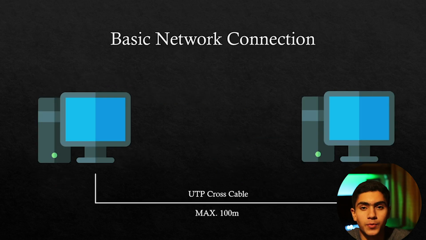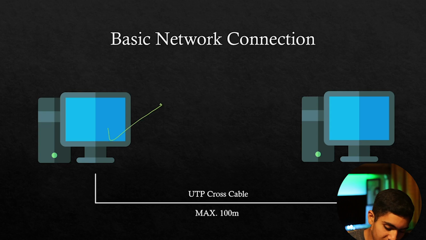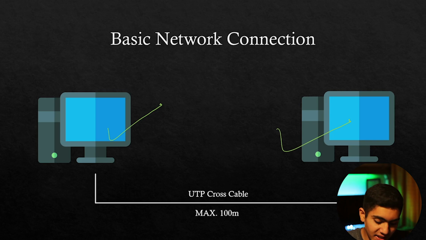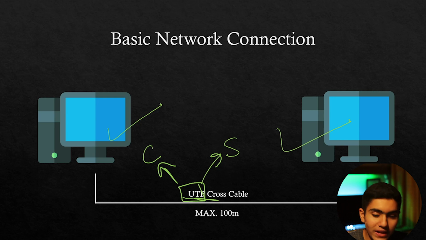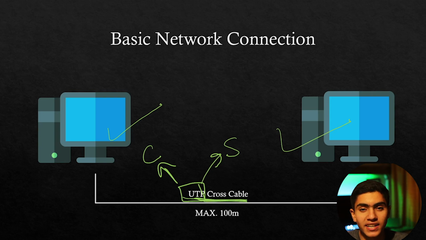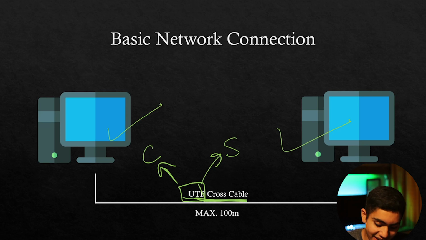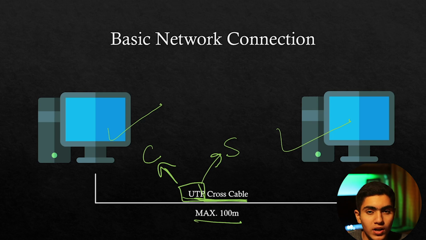Next, we have a basic network connection. There is one PC right here, and there is one PC right here. This is called a basic network connection, and it is done by a UTP cable. UTP is of two types, UTP cross and UTP straight. Whenever you're connecting a PC to a PC, just fix it in your mind, you always use a UTP cross cable. The maximum distance that a UTP cross cable can go is 100 meters. After 100 meters, the signals start getting weak and the cable does not work properly.